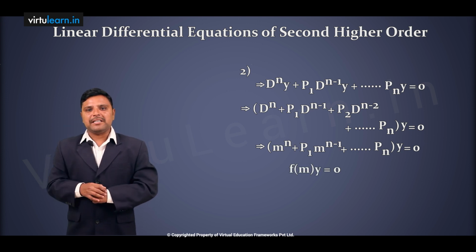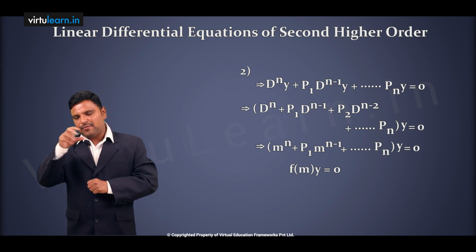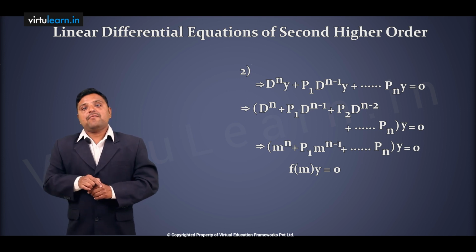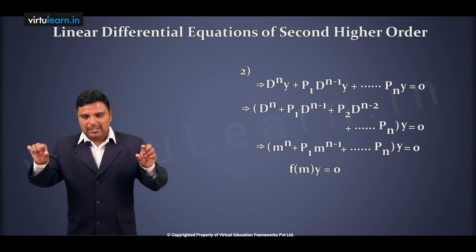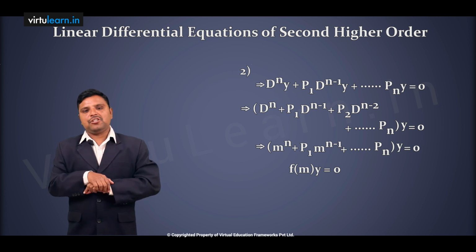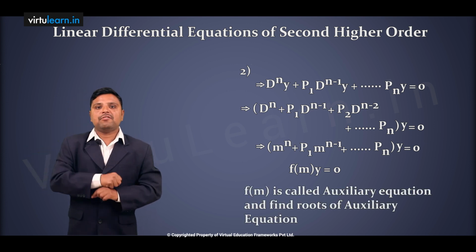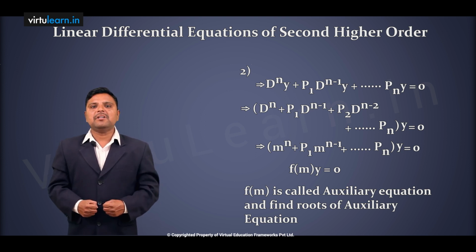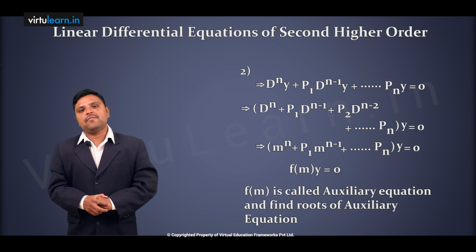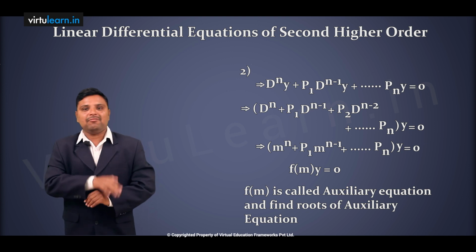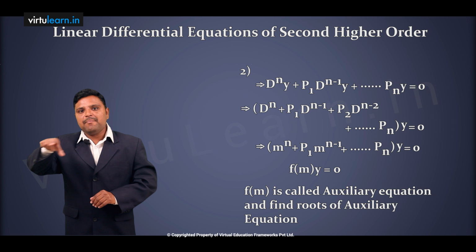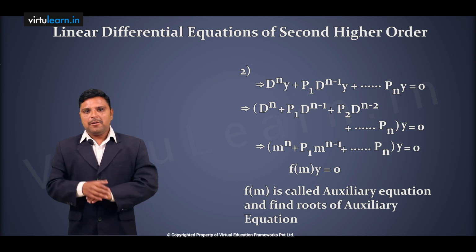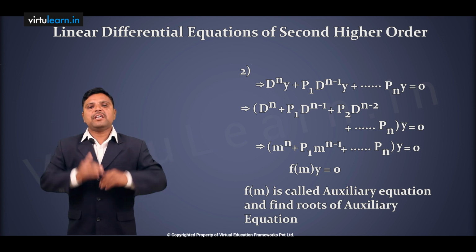In f of capital D, in place of capital D I will consider only small m, means f of m = 0. You have to take this equation f of m = 0. This equation is called the auxiliary equation. If you want to construct the complementary function, you should consider first of all the auxiliary equation. The auxiliary equation is once again f of m = 0. You calculate the roots of the auxiliary equation.